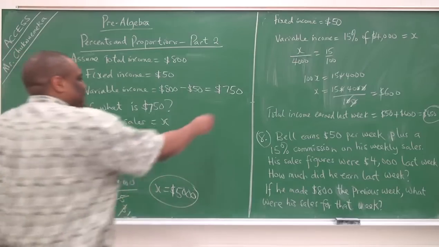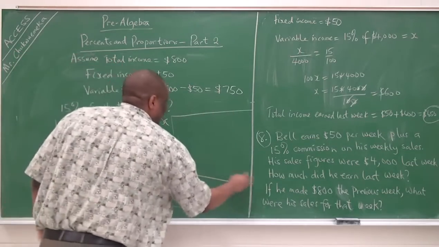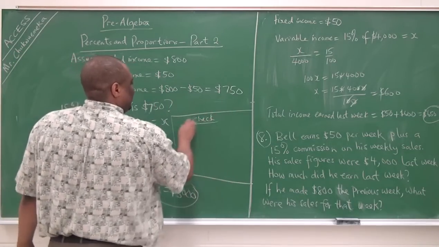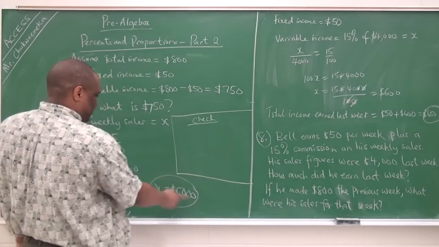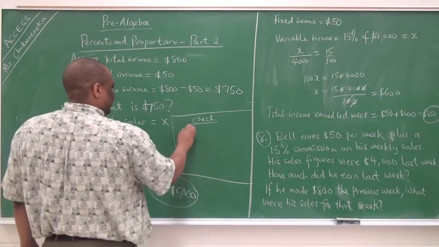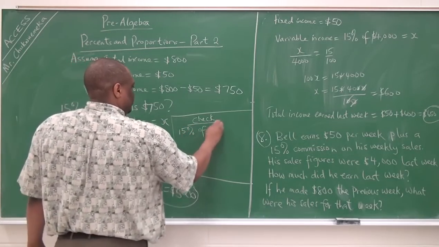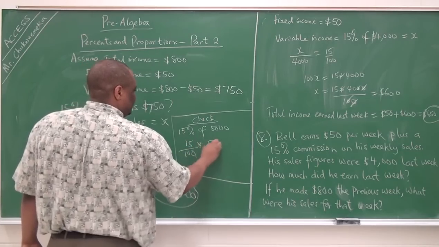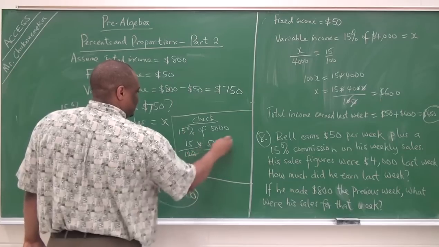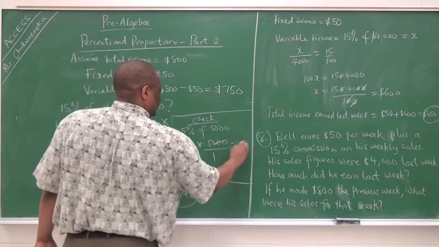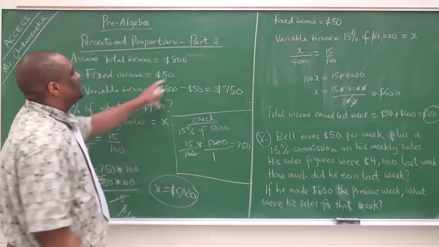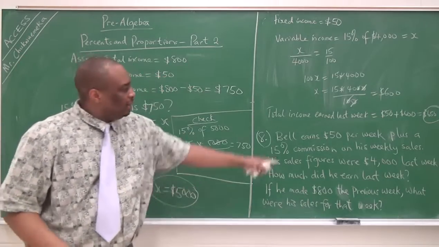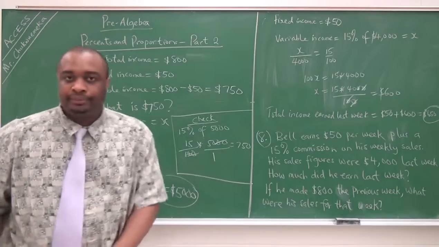And how can you check this? If you want to check, let's see. If we do 15% of 5,000, that is 15 over 100 times 5,000. That gives us 750. And then 750 plus this 50 fixed income gives 800.